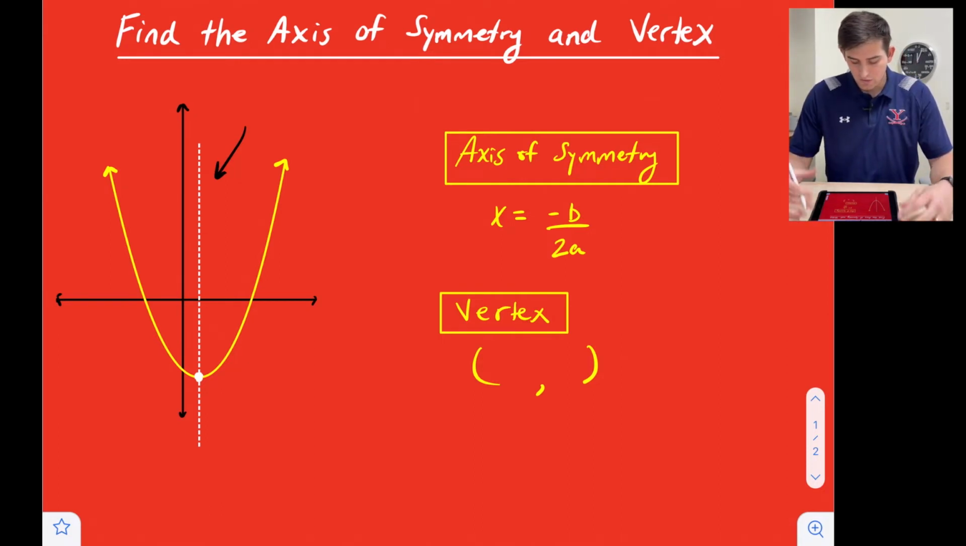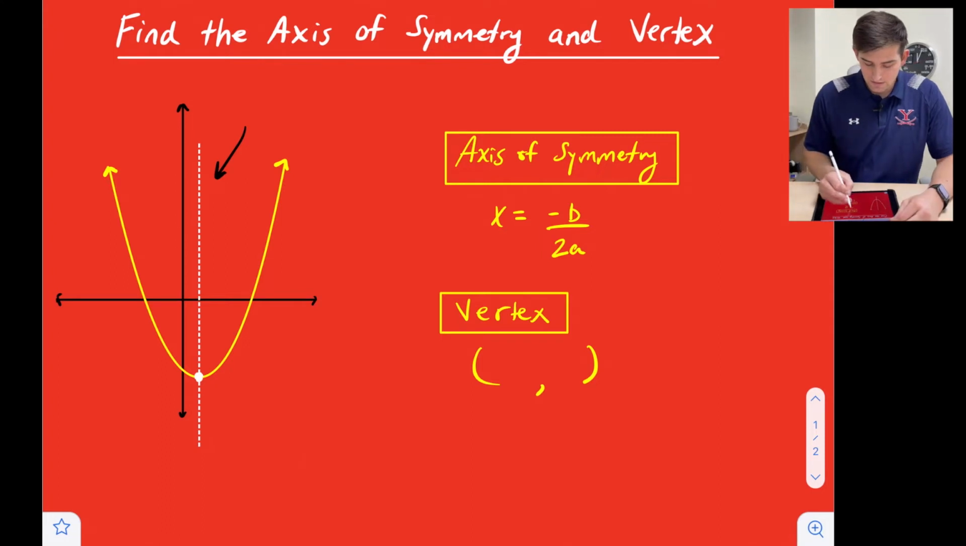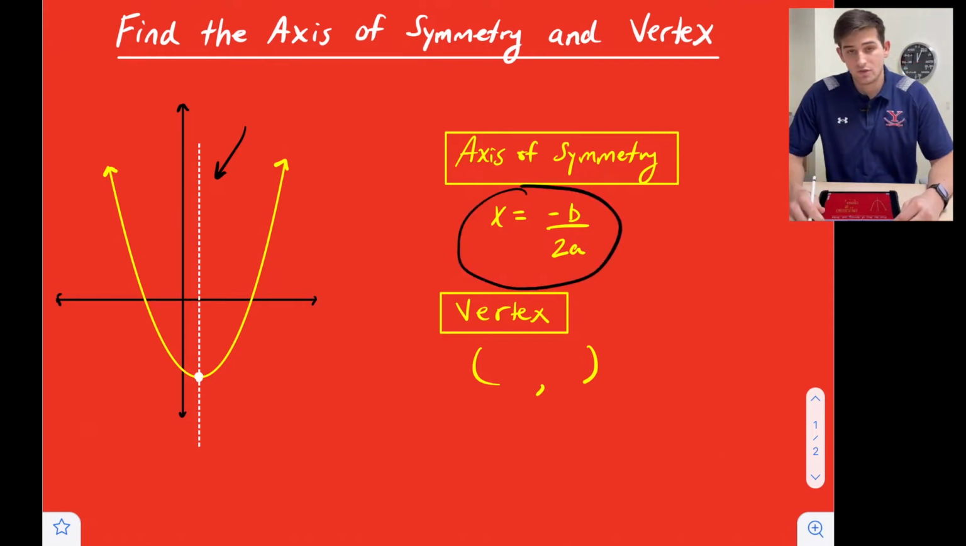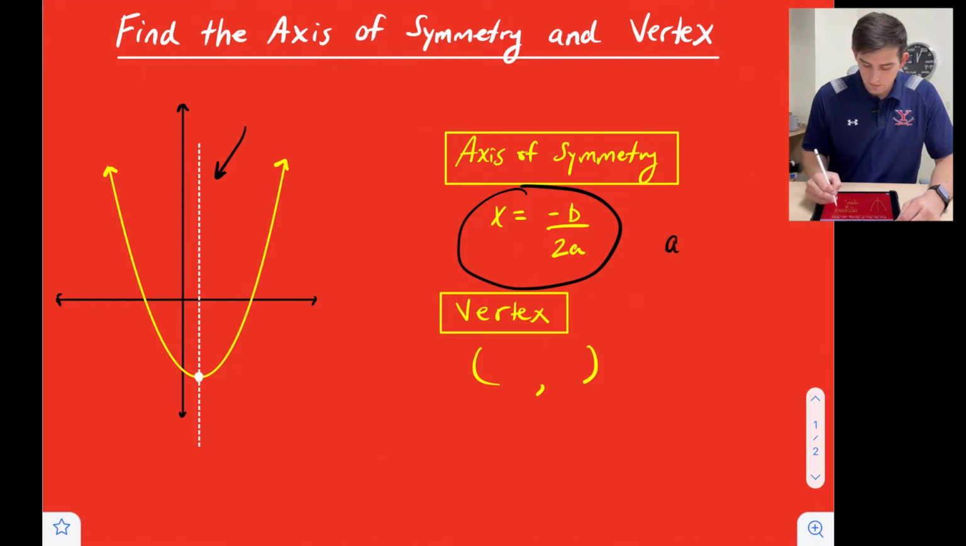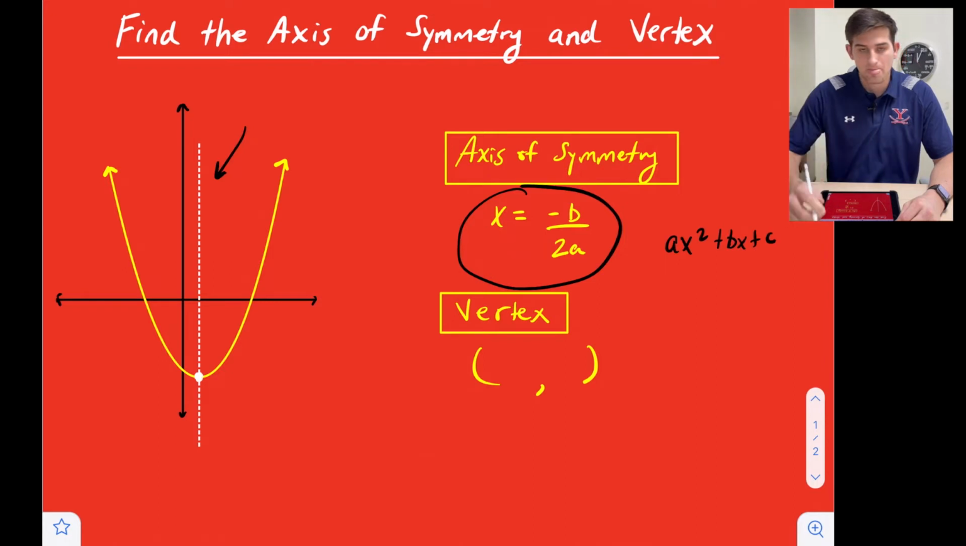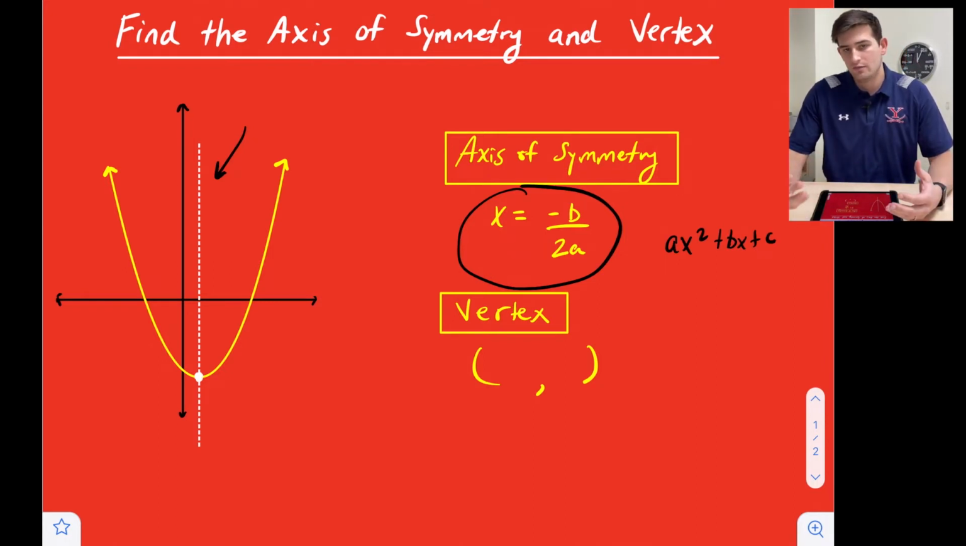Okay, so our equation for the axis of symmetry is listed right here, and it is x equals the opposite of b divided by 2a. Okay, so what are a and b? Well, we're going to have this equation ax squared plus bx plus c. That's our standard form of a quadratic, and we're going to look at how to graph one of those in a later video. So that's how we find the axis of symmetry.